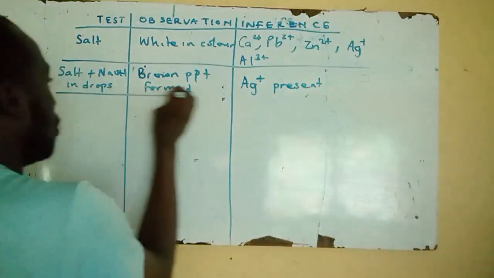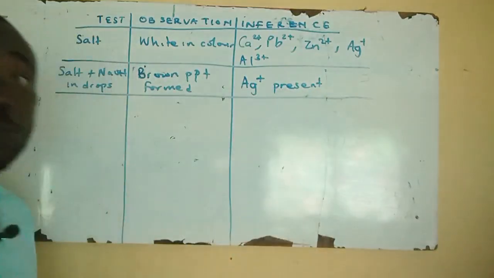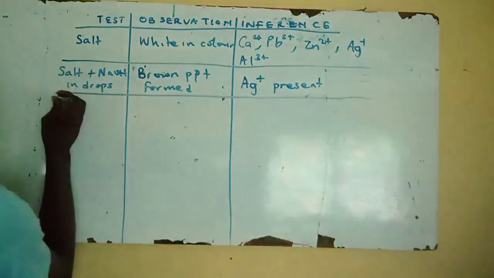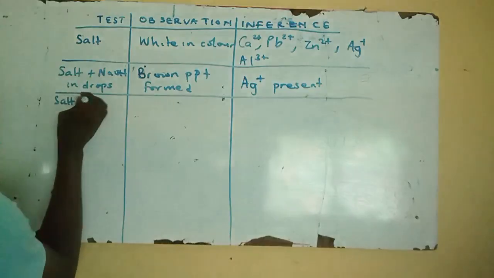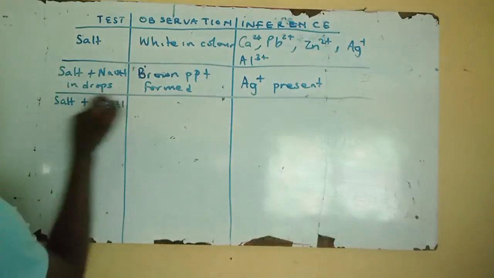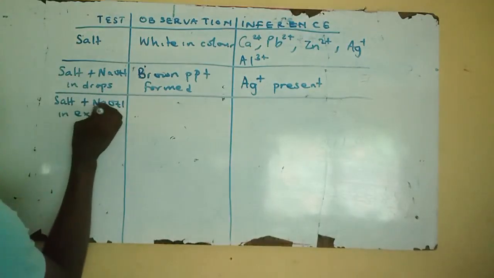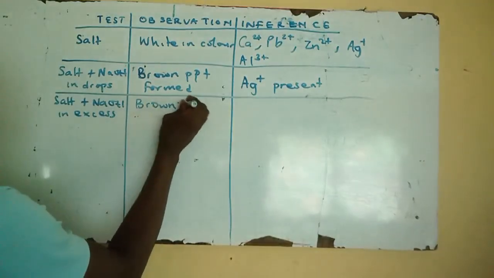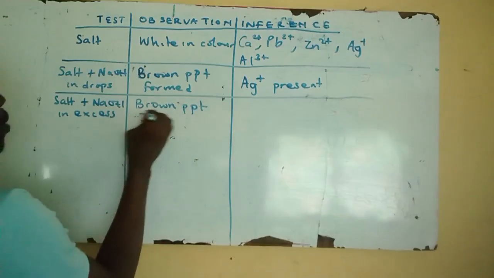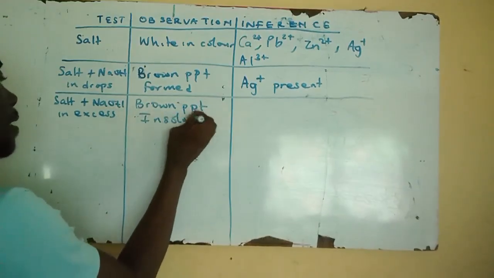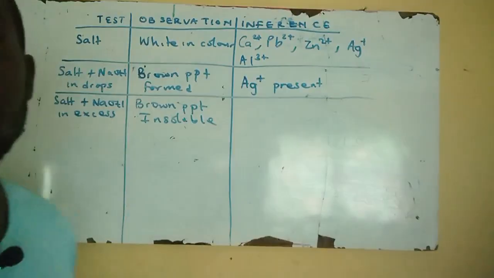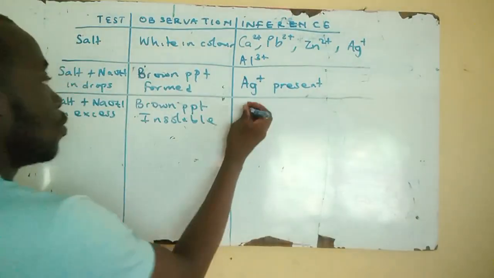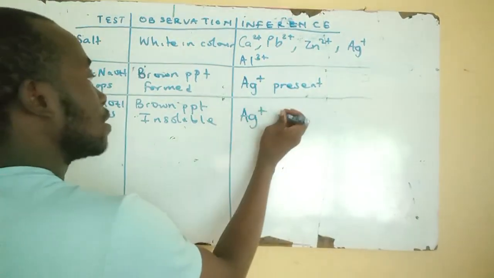Now we go again by making the NaOH in excess. So say salt plus NaOH in excess. Now we are still going to have a brown precipitate, insoluble. That PPT means precipitate. So brown precipitate insoluble. So Ag+, which is silver salt, confirmed.